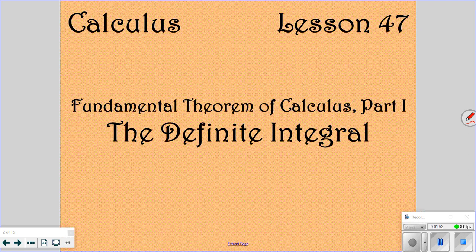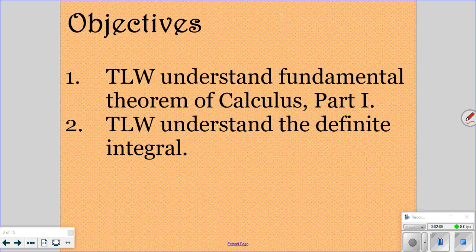So we're looking at lesson 47 today. Fundamental theorem of calculus part 1 and the definite integral. So we've looked at the indefinite integral before. We haven't looked at definite integrals. So hopefully you'll understand the fundamental theorem of calculus and you'll understand the definite integral.